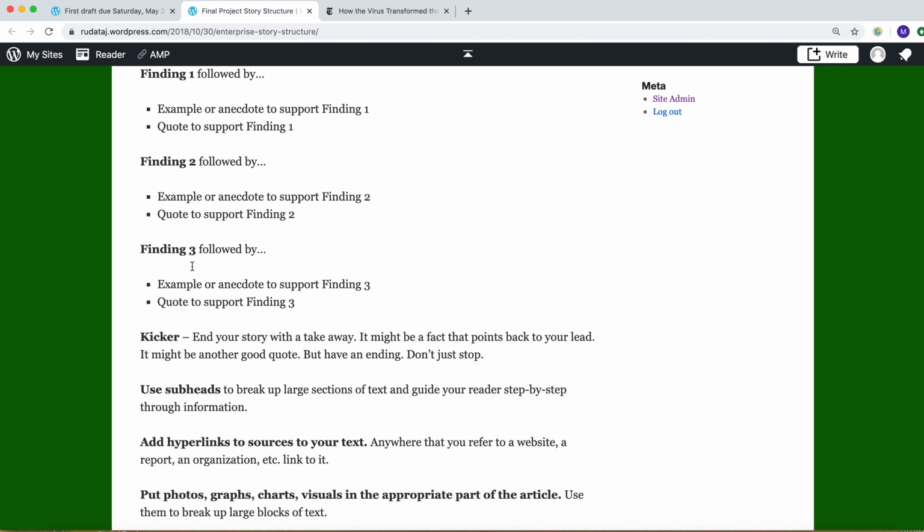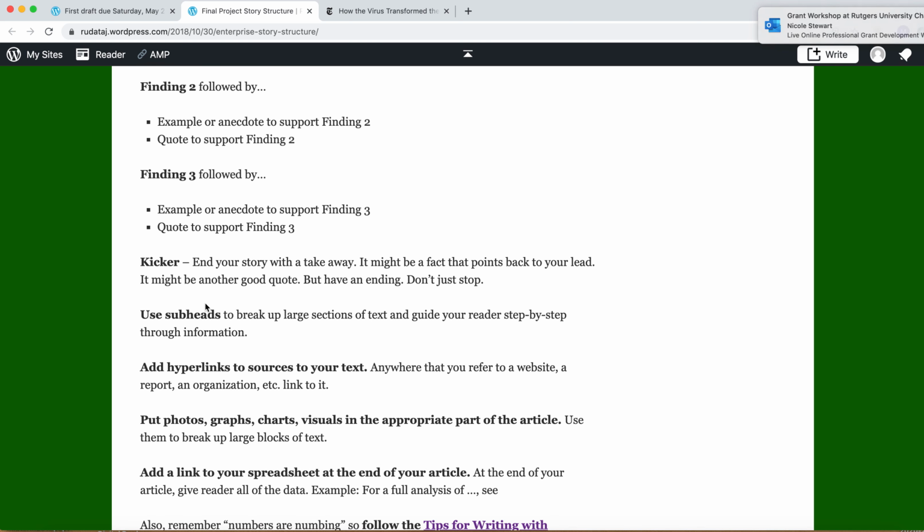Then you go to finding number three, and you just go through however many you have. You walk us through those. And then at the end is your kicker, the way you end your story. It might be something that points back to the beginning. It might be a good quote, but you need some kind of ending.